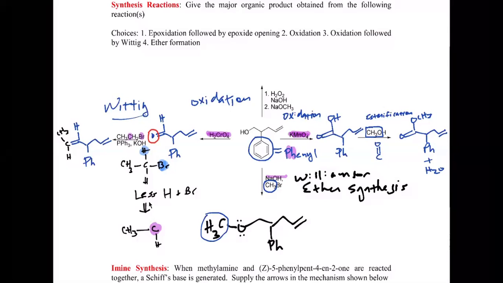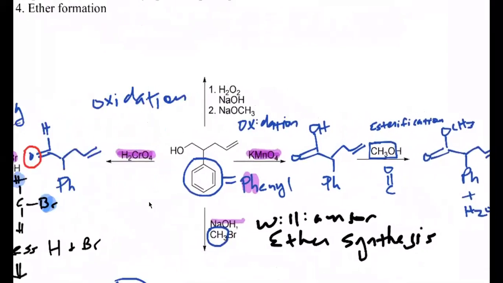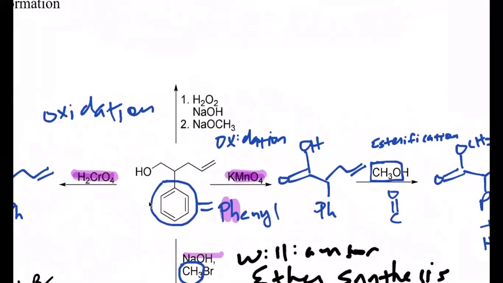All right. Let's do the last reaction. This reaction is actually going to take place on the alkene. You got hydrogen peroxide, sodium hydroxide in the first step. Second step, sodium methoxide, which is really just a good nucleophile.